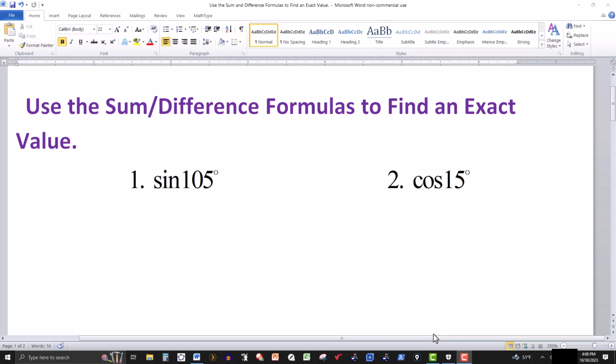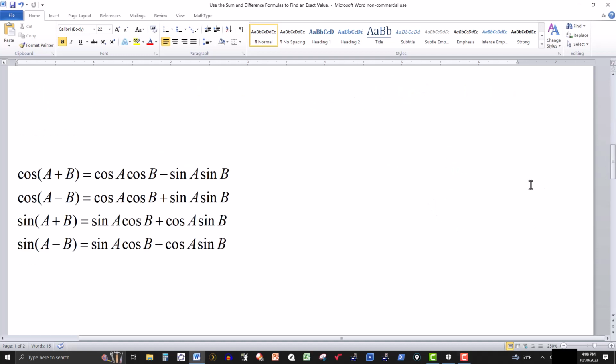In this video, we want to use the sum and difference formulas to find an exact value. And there's sum and difference formulas for sine and cosine, among others. But we're going to focus on these right now. So here's what we have. We have the cosine of the sum of two angles. It breaks down into this expression here.